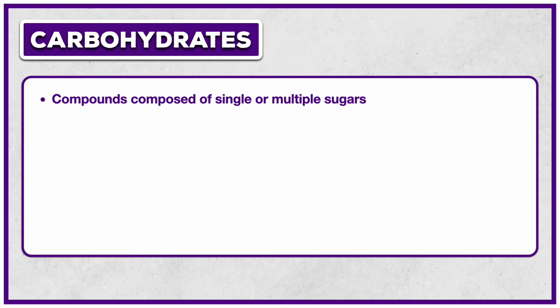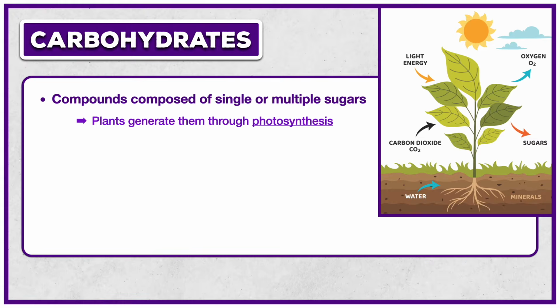Carbohydrates can be defined as compounds composed of single or multiple sugars. Plants generate them through photosynthesis, a process in which they use sunlight, carbon dioxide, and water to create the energy they need to grow and thrive. Humans then consume carbohydrates by eating the whole plant, eating food produced by the plant, or eating food produced by humans that contains components of it.